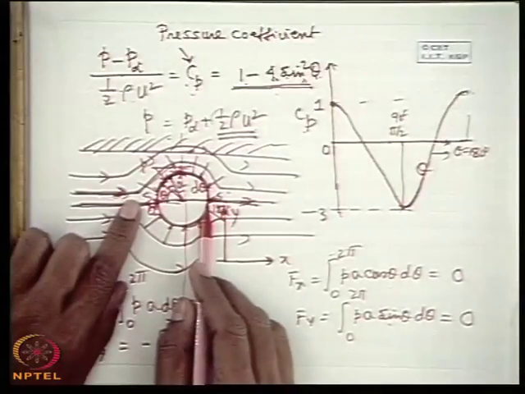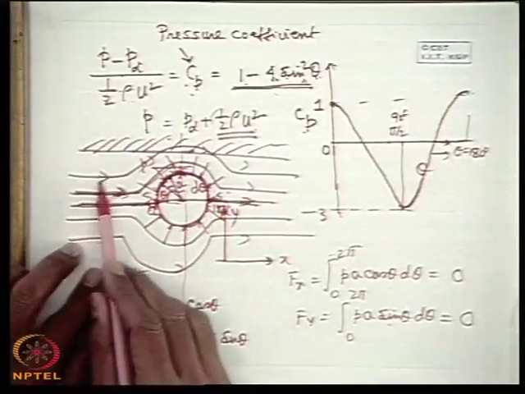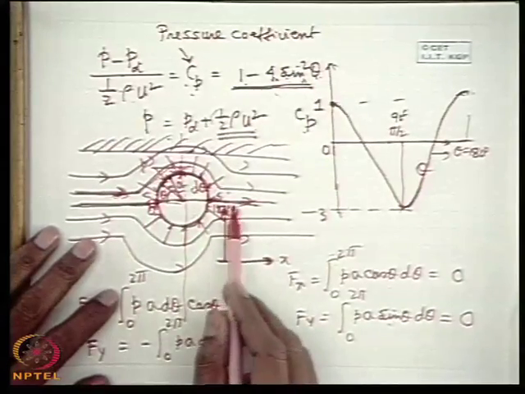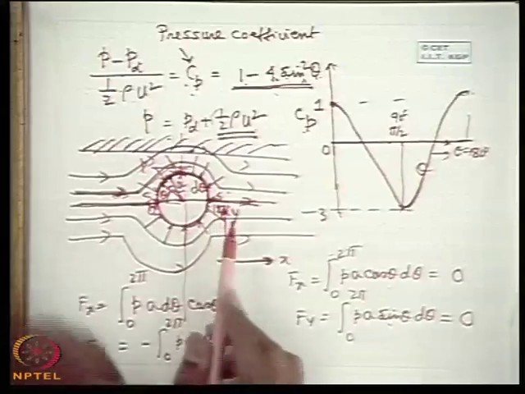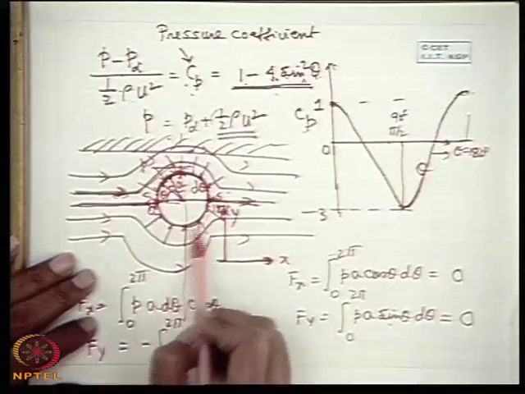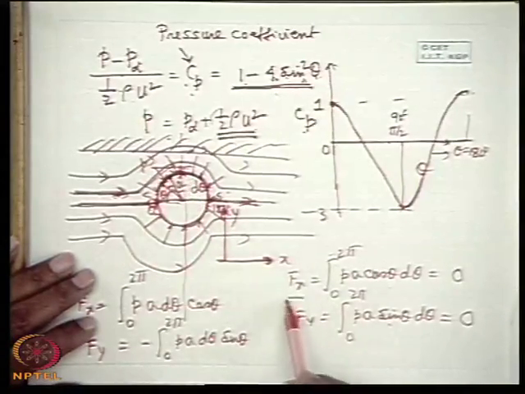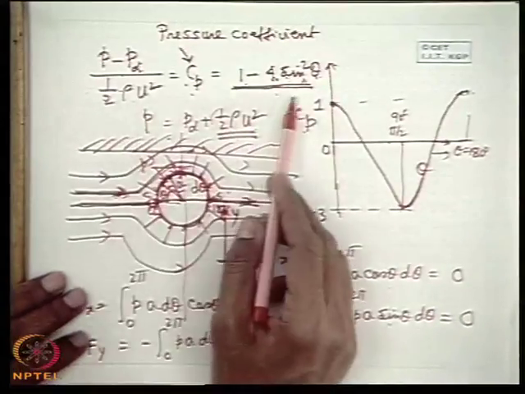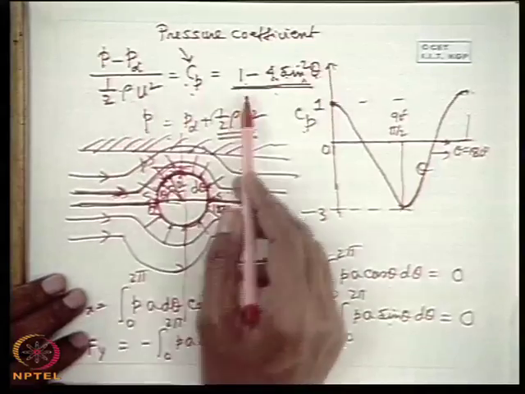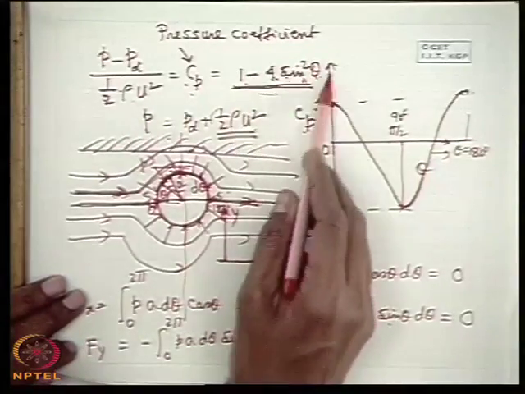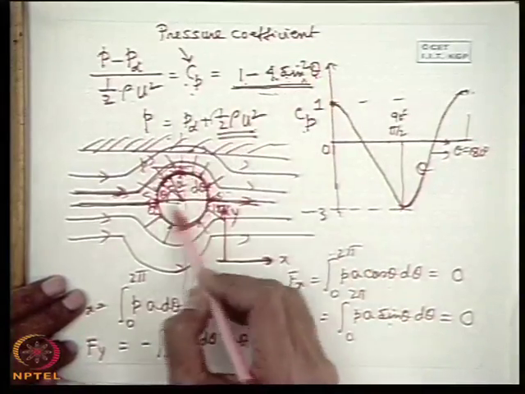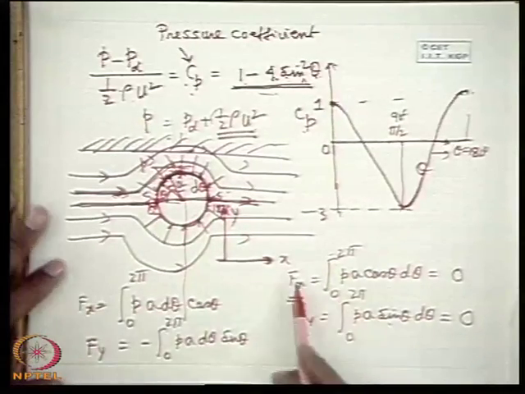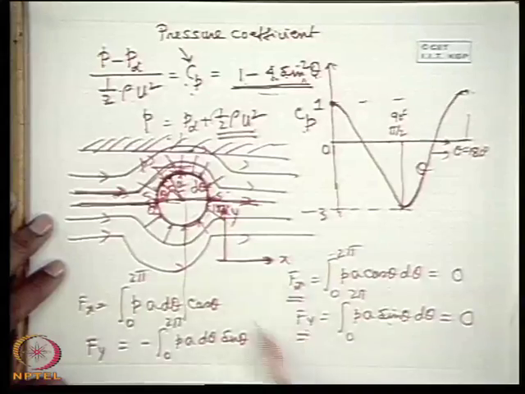That means in this case the entire cylinder does not experience any force in x and y direction, which means the pressure distribution is symmetrical over the entire cylinder, so that it gives neither a force in x or y direction, because here you see p minus p infinity by half rho U squared is independent of the sign of theta, so that it is symmetrical about both this and this axis. So therefore no force is exerted in either x or y directions.